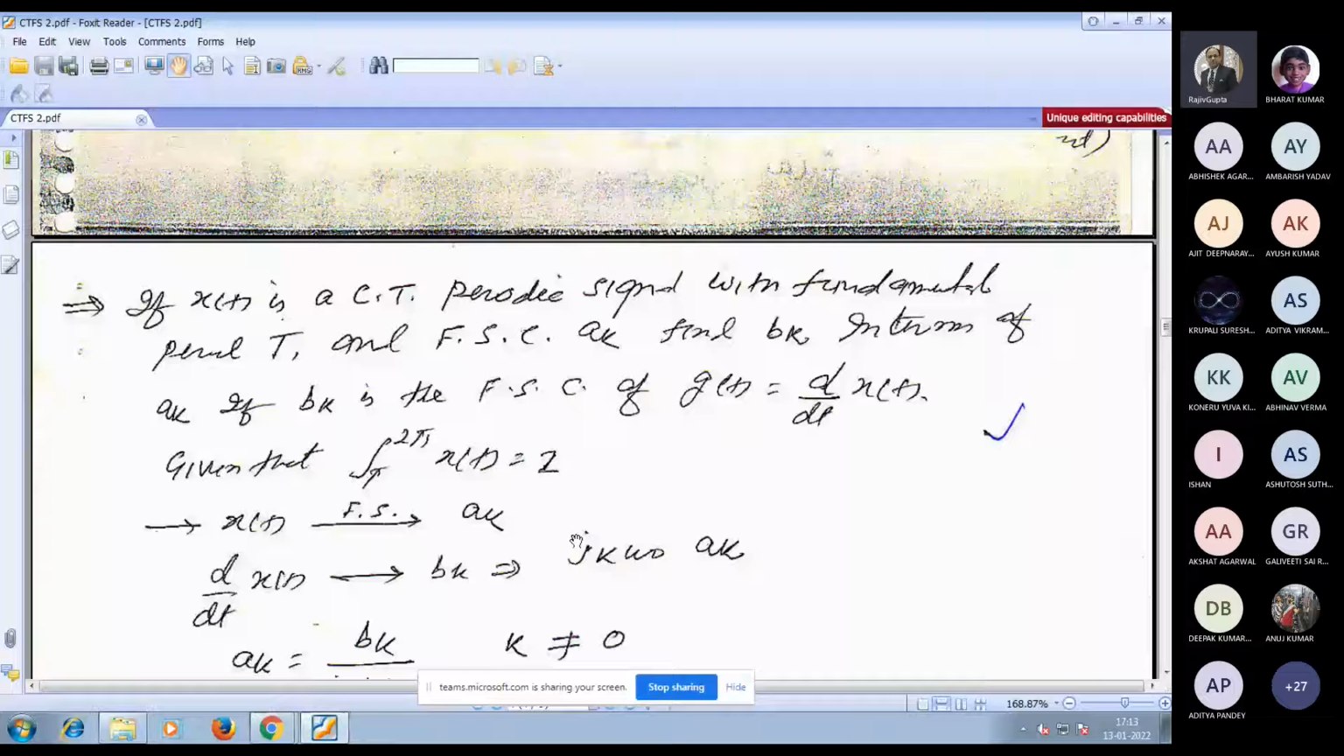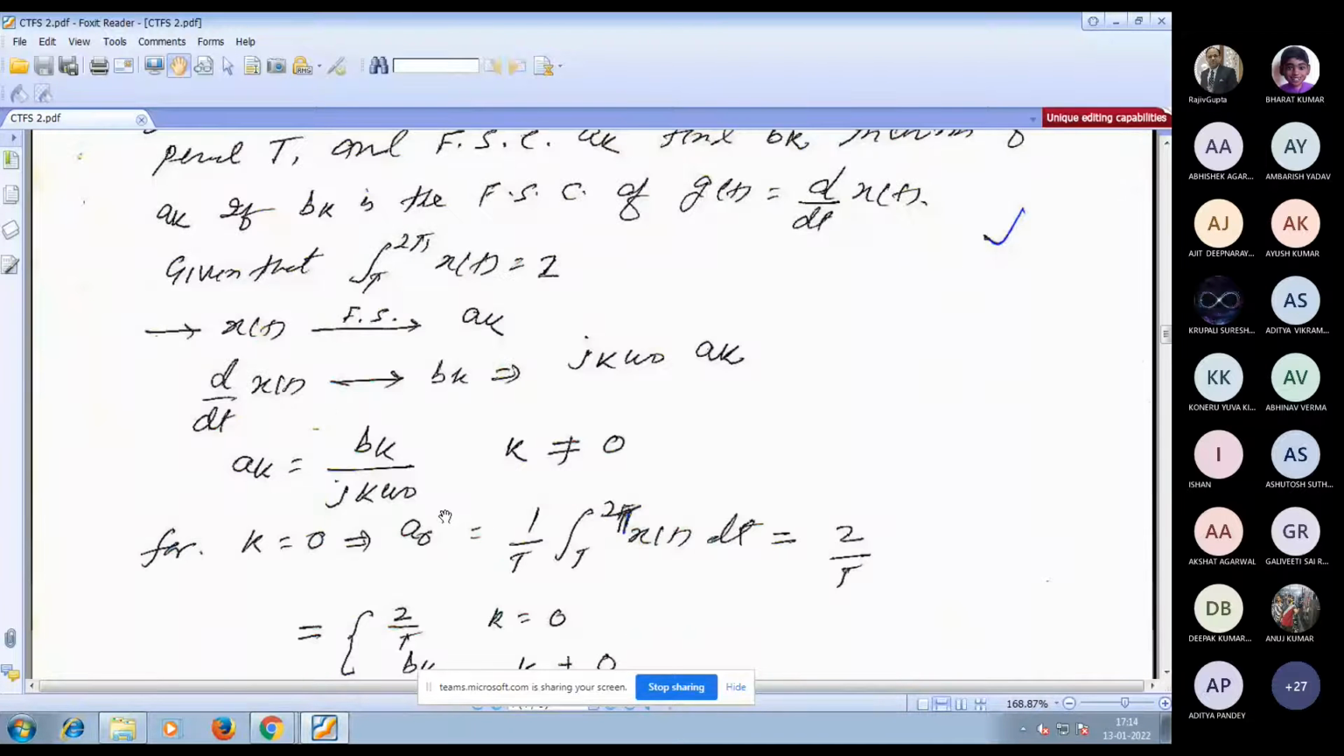Numerical number 1: if x(t) is a continuous time periodic signal with fundamental time period T and Fourier series coefficient a_k, find b_k in terms of a_k, if b_k is the Fourier series coefficient of g(t), which is d by dt of x(t). Given that the integration of x(t) from T to 2T is equal to 2.